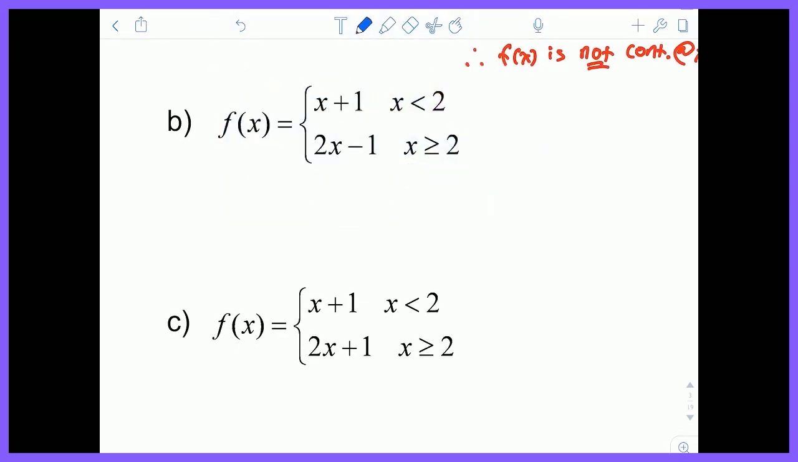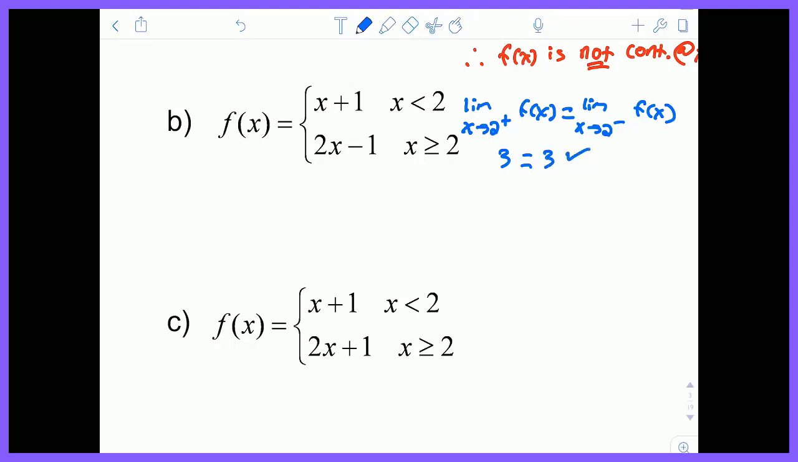So B here, if I check the limit values, okay, so the limit as x approaches 2 from the right, the question is, does this equal the limit as x approaches 2 from the left? Are these equal? Well, let's try. 2 from the right would be the bottom piece. If I plug a 2 in here, it's 2 times 2 is 4 minus 1 is 3. The limit as we approach from the left, I use x plus 1, which is 2 plus 1 is 3.